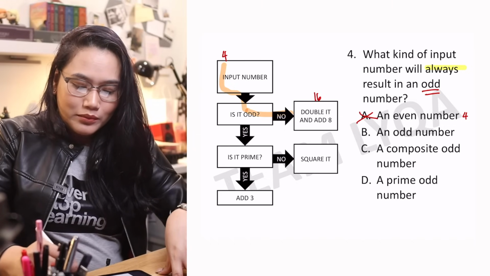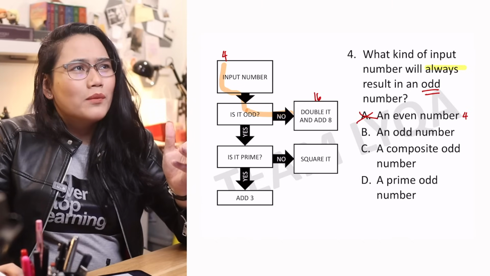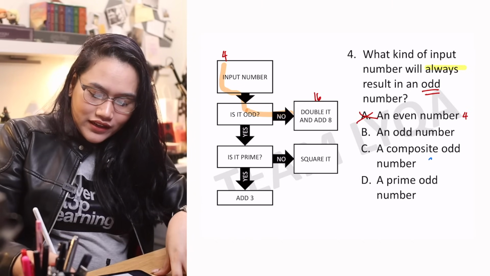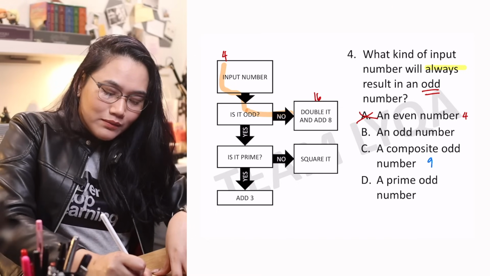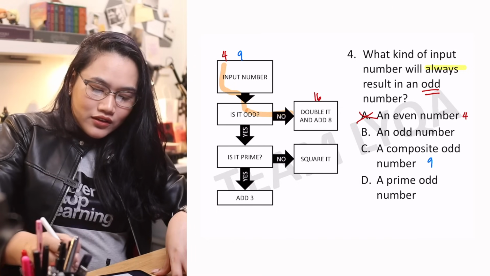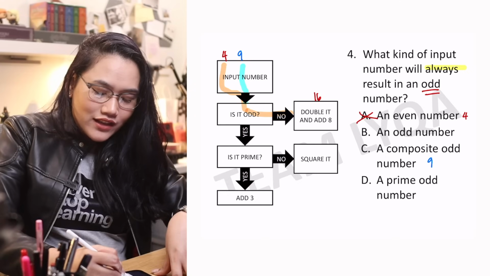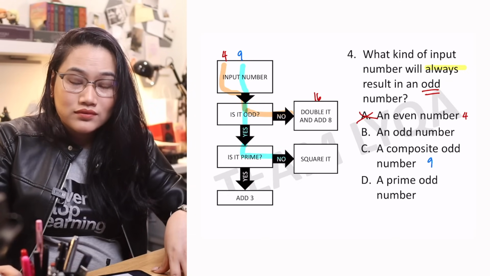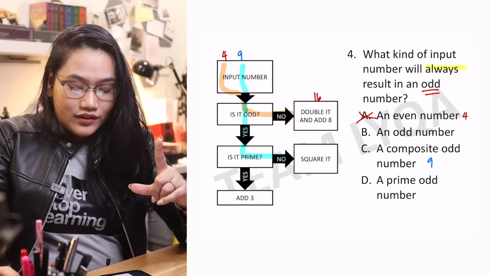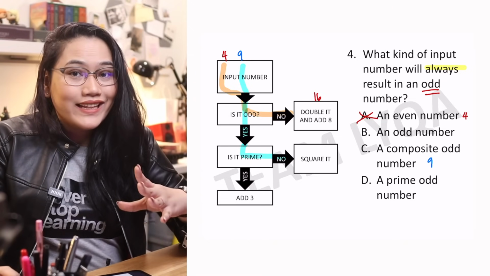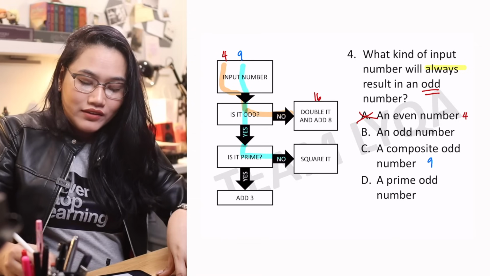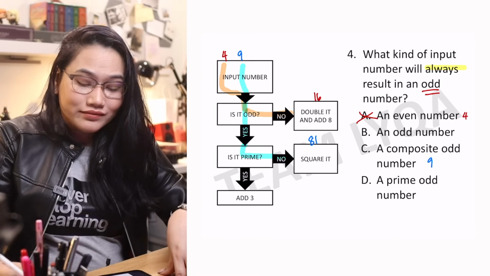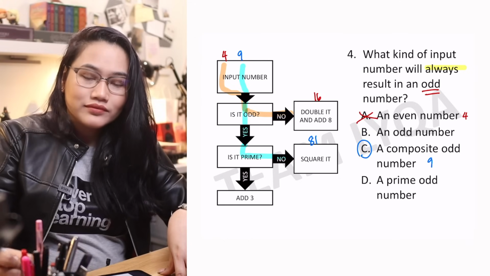A composite odd number. Ano ba ang composite odd number? Let's think of a number, maybe something like 9. If I put 9 here, and 9 ang input number natin, kung susundan natin yung flow, is it odd? The answer would be yes. Is it prime? The answer would be no. Now, if you square the composite odd number, 9 times 9, the answer would be 81. It's an odd number. So, pasok tayo doon.